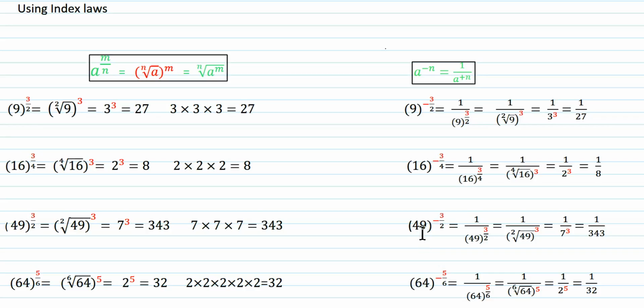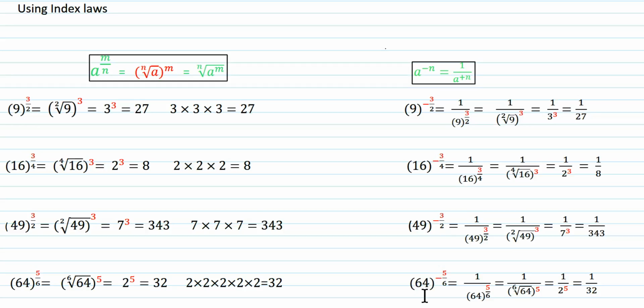Then we have 49 to the power minus 3 over 2. Because of this negative sign, we have to put this whole thing under a 1. So it becomes 49 to the power plus 3 over 2. Because of this 2, we will be looking for the square root of 49, all raised to the power 3. Square root of 49 is 7. 7 raised to the power 3 is 343 from here. So this is 1 over 343 because of this negative sign.